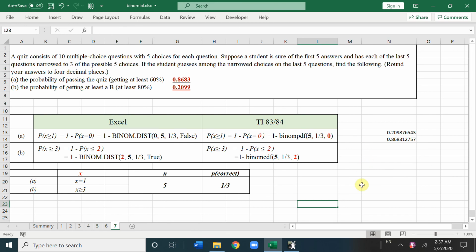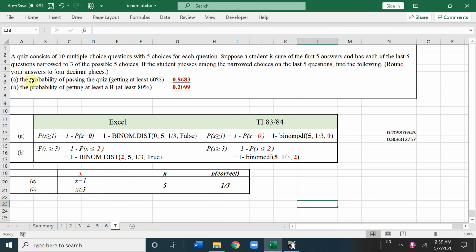Okay, the last question is confusing. 10 questions. The student wants to pass a quiz, and needs to get 1 more question right in the remaining 5 questions. So the last 5 questions, each question has 5 choices. So for each question, he has already eliminated 2 choices. The probability of getting the correct answer is 1 over 3. And the trials is 5, because the first 5 questions he got right.